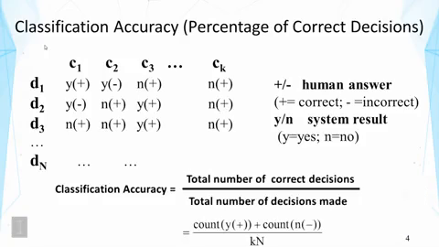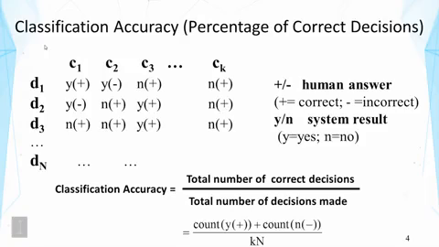So the measure of classification accuracy is simply to count how many of these decisions are correct and normalize that by the total number of decisions we have made. So we know that the total number of decisions is n multiplied by k, and the number of correct decisions are basically of two kinds. One is y pluses and the other is n minuses, and we just put together the counts. Now this is a very convenient measure that will give us one number to characterize performance of a method, and the higher the better, of course.